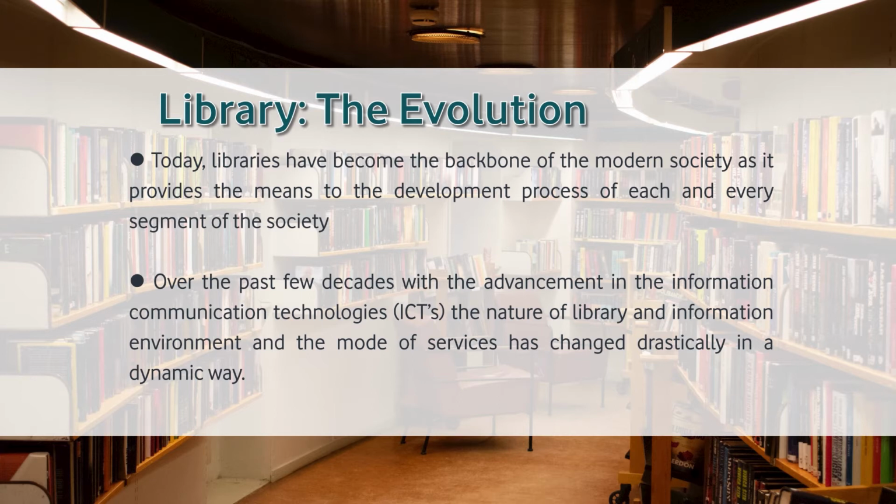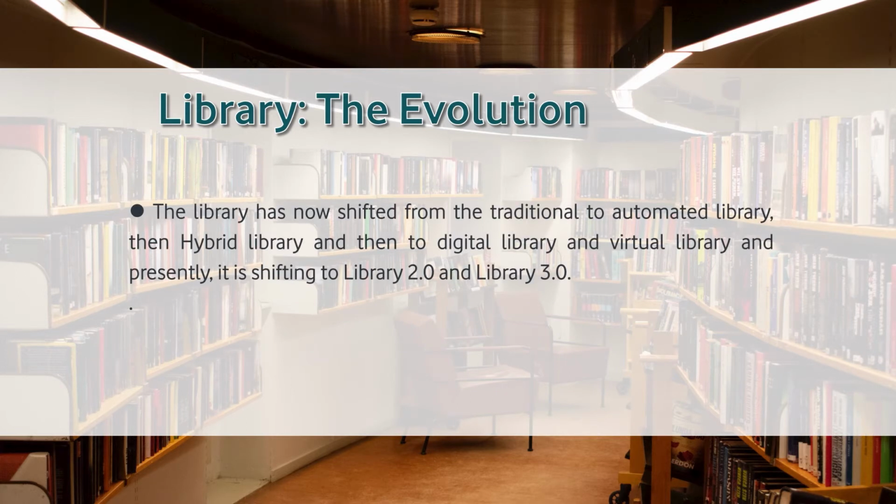And over the past few decades, with the advancement in information communication technologies, the nature of the library and information environment and the mode of services has changed drastically in a dynamic way. The library has now shifted from the traditional to the automated library, hence hybrid library, and then to digital library and virtual library. And presently, it is shifting to Library 2.0 and Library 3.0. So I think this itself is explanatory of how the library has evolved over the years and where libraries are moving today. We will further explain that in the later part.